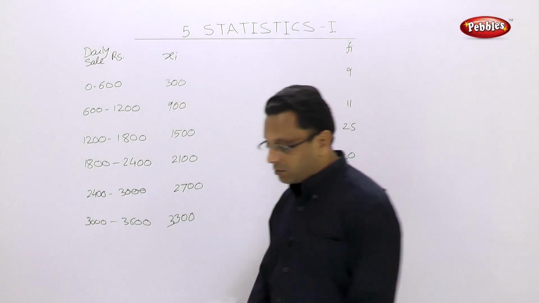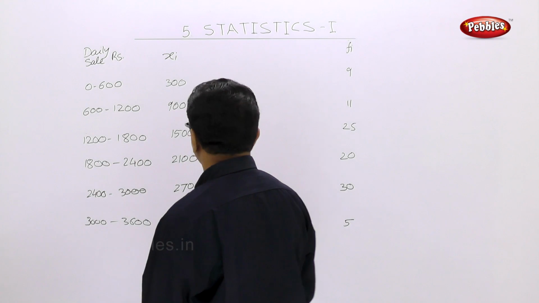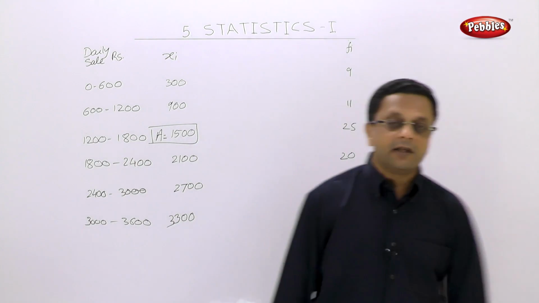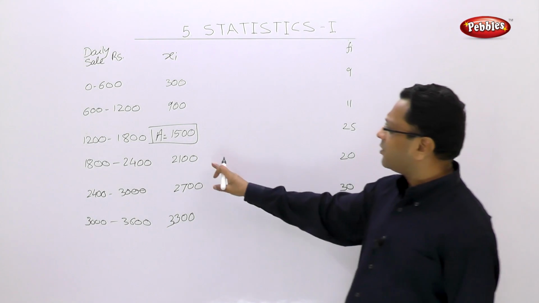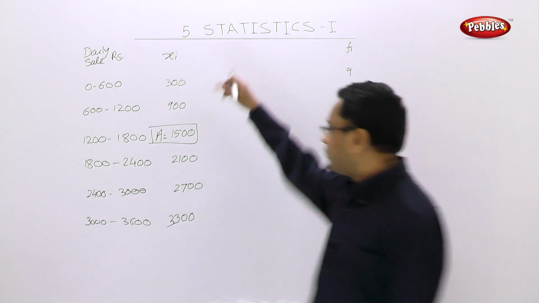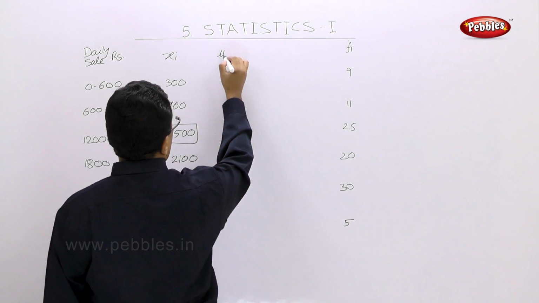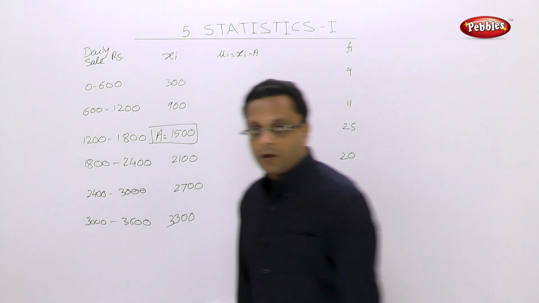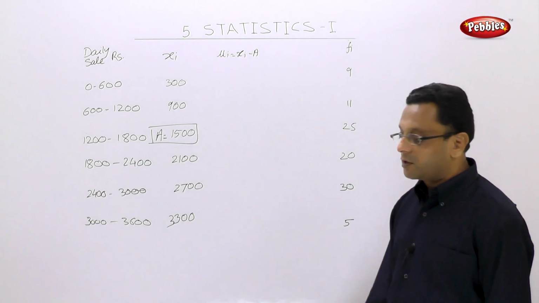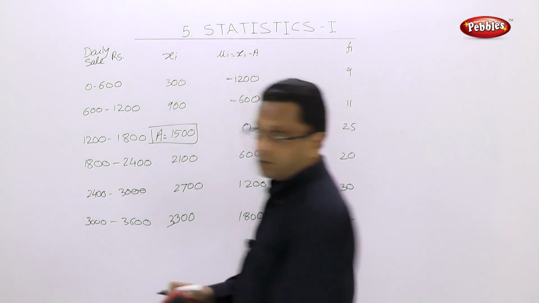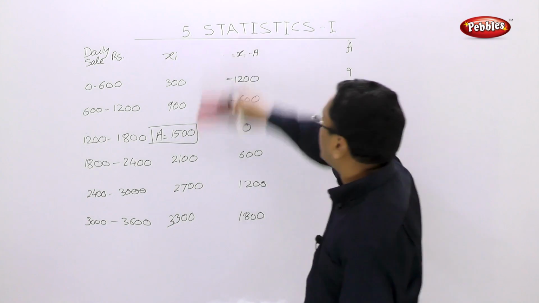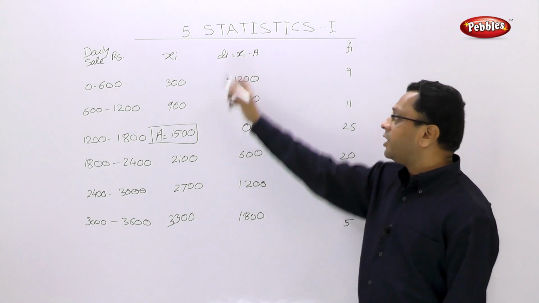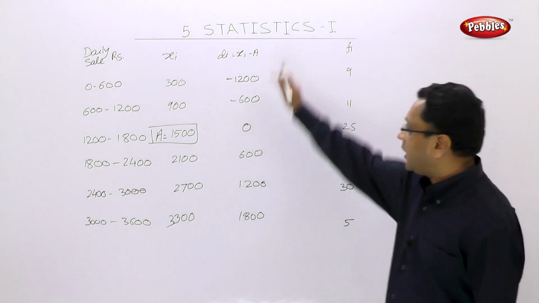I have to assume some number. I am assuming a is equal to 1500. That is what I am assuming. You can even try by assuming 2100 or something. Now we have to find di is equal to xi minus a. Quickly subtract 1500 from each of these numbers. By mistake I have written this, here it should be di. So this is di, xi minus a.